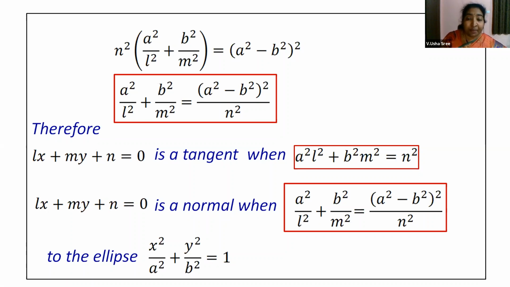So you need to remember these two conditions. Not only this, children. Now, if at all you have a straight line equation in the form of y is equal to mx plus c, then the tangent equation will be given by y is equal to mx plus or minus root of a square m square plus b square.